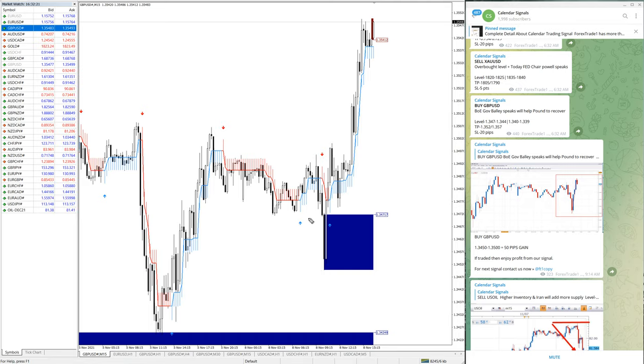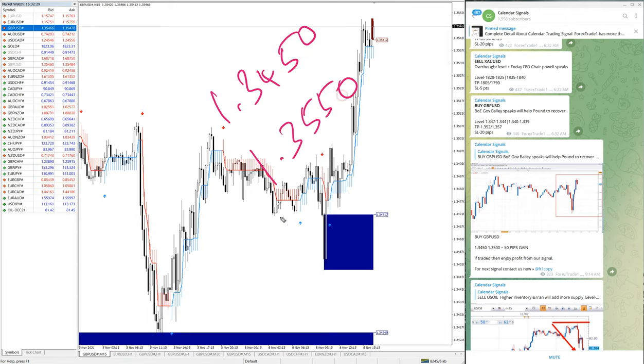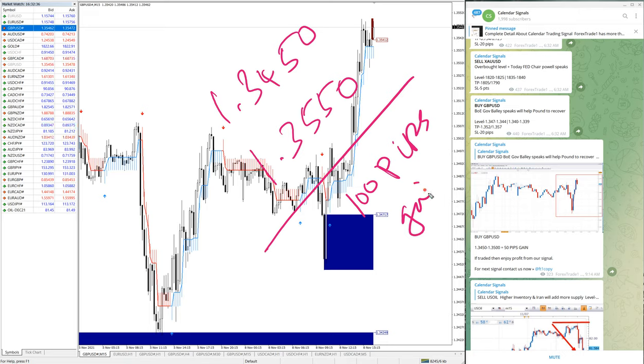GBPUSD moved from 1.3450 to 1.3550, which is 100 pips. Very good profit on GBPUSD. 100 pips gain, moved from 1.3450 to 1.3550. So you can see the clear uptrend. We are still trading, going up in the predicted direction.